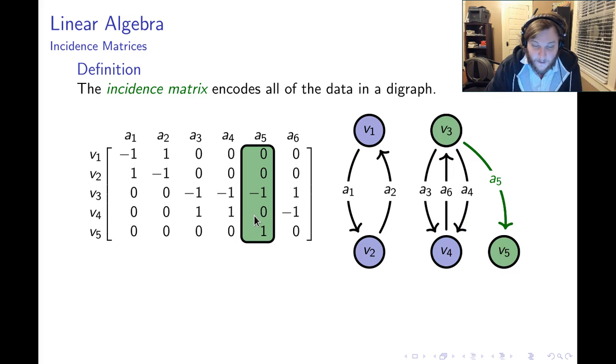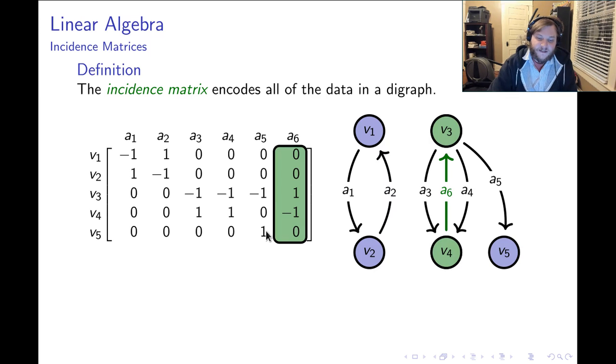The fifth column here corresponds to the fifth arrow in the directed graph. This one starts at V3 and points at V5. So we get a -1 in the third position and a 1 in the fifth position. Everything else gets a 0. And finally, the sixth column in this incidence matrix corresponds to the sixth arrow in the directed graph. This one starts at V4 and points at V3. So we get a -1 in the fourth position and a 1 in the third position and zeros everywhere else.